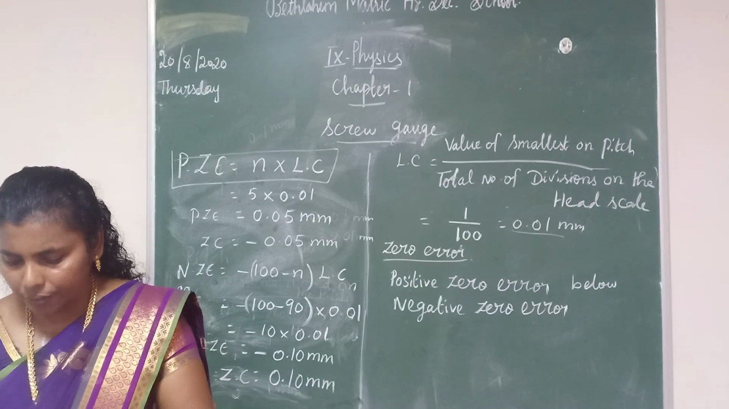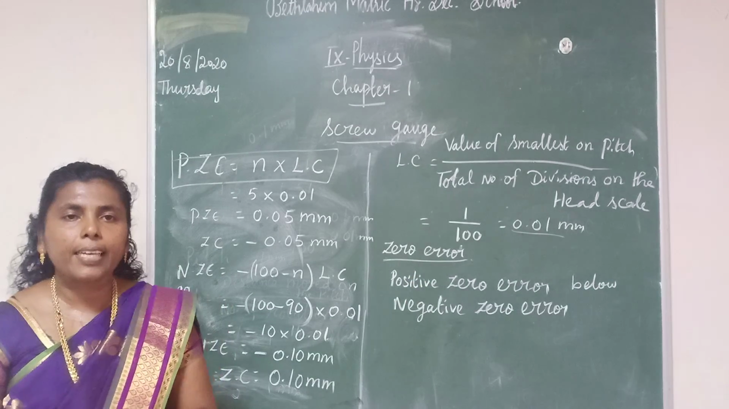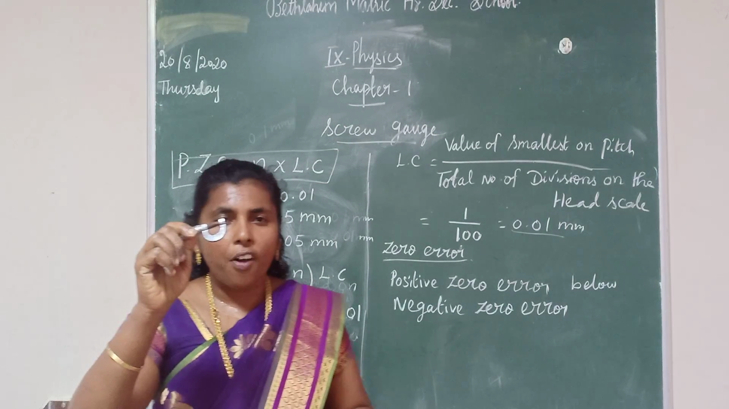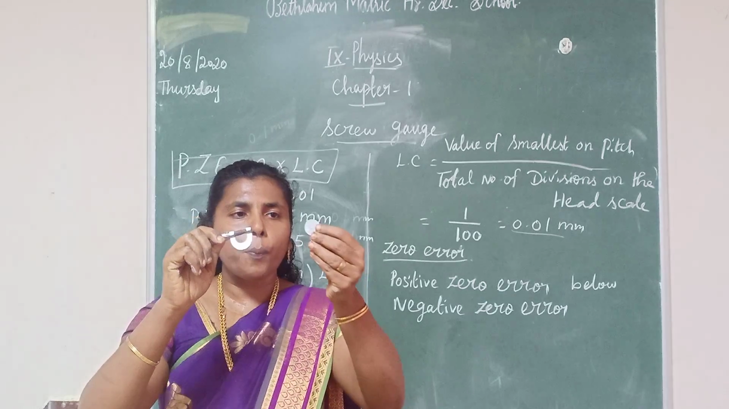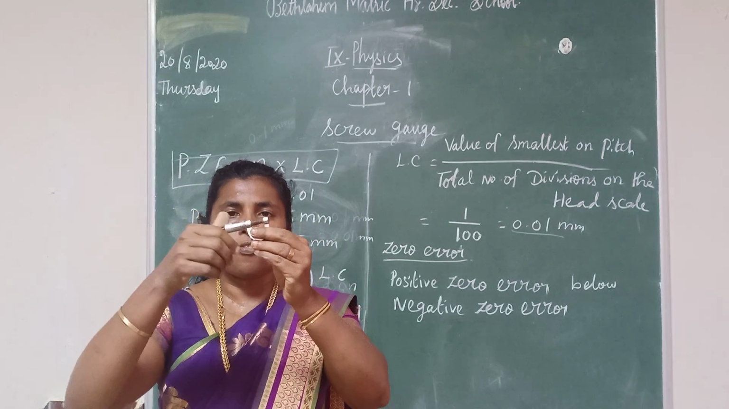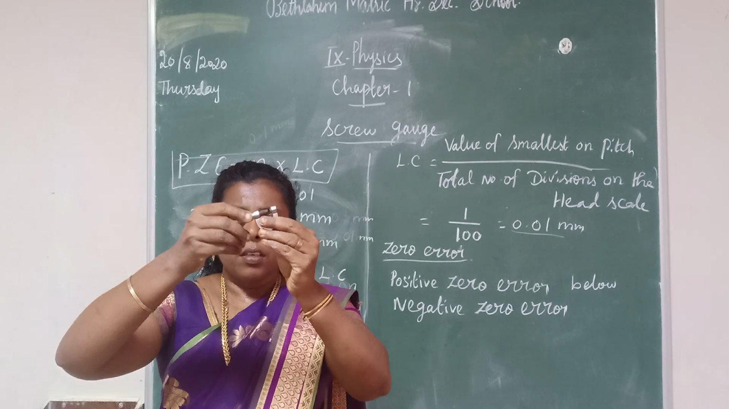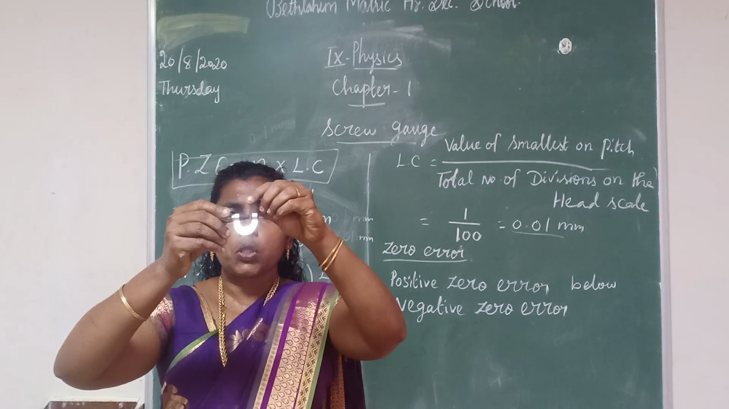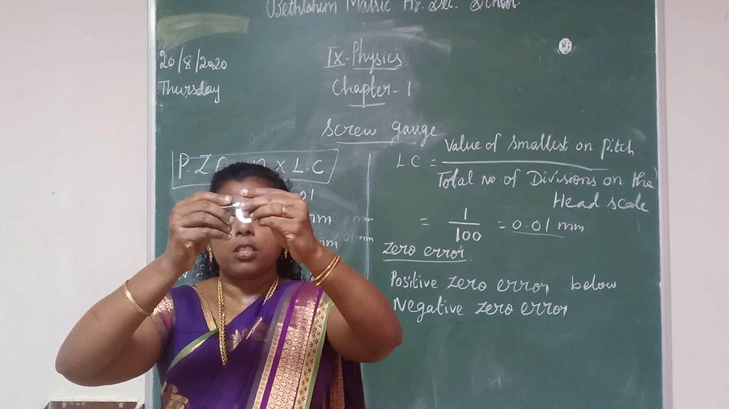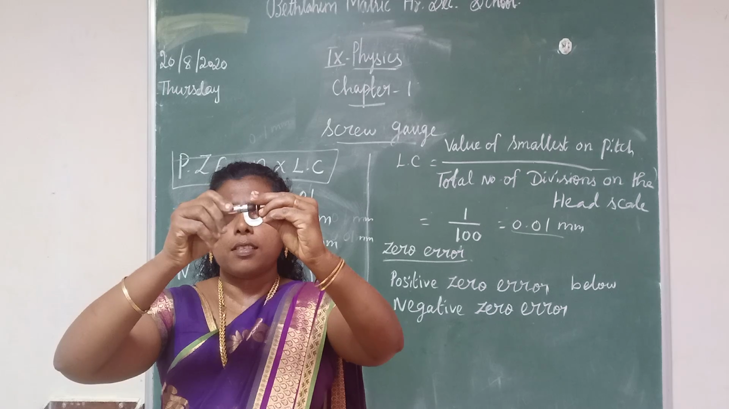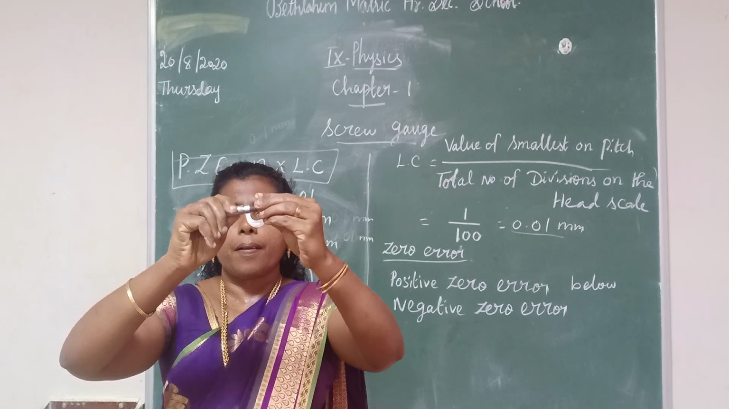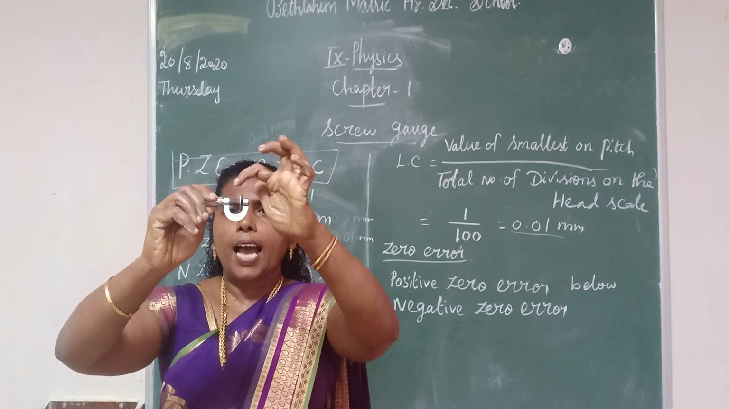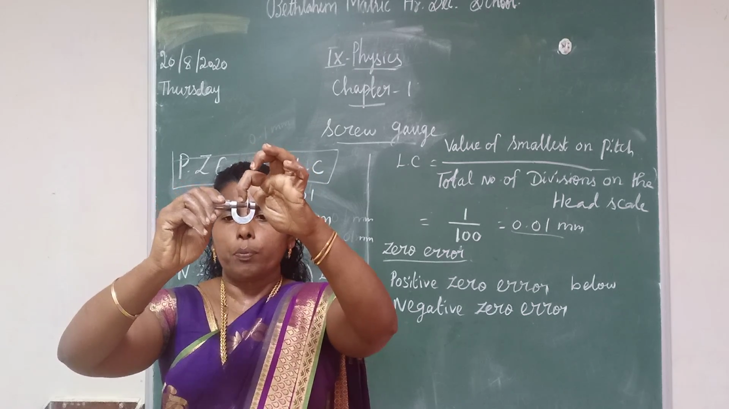Then we can see how to find the thickness of a 1 rupee coin by using this screw gauge. First, insert this coin in between the stud and the tip of the screw. We can insert this coin. So insert the coin in between the stud and the tip of the screw.